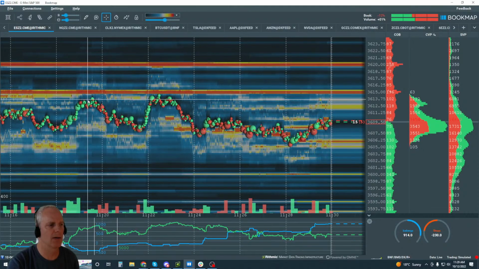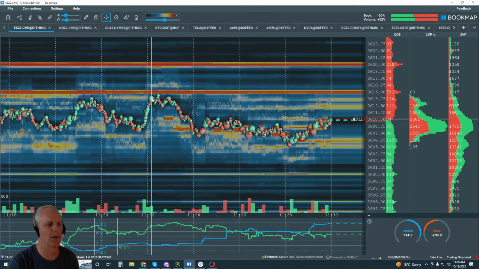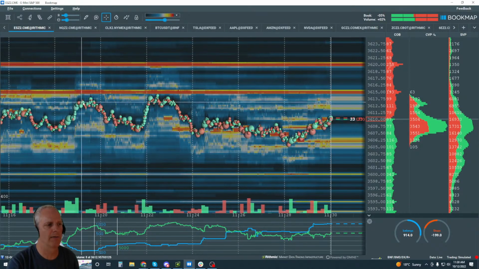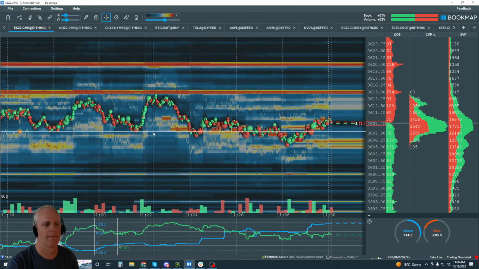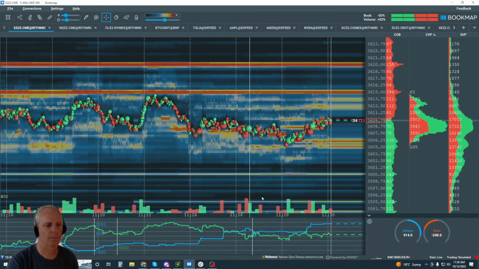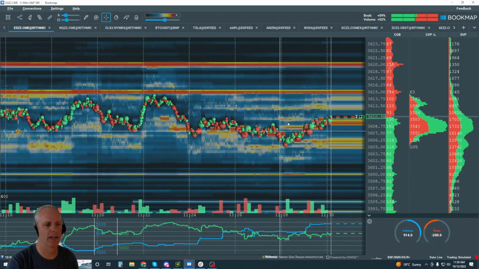Why is CVD going up? Why didn't this move go up here? Well, likely because of a lot of the absorption on the other side here. In this case, it was icebergs. Icebergs have been buying in these areas here.